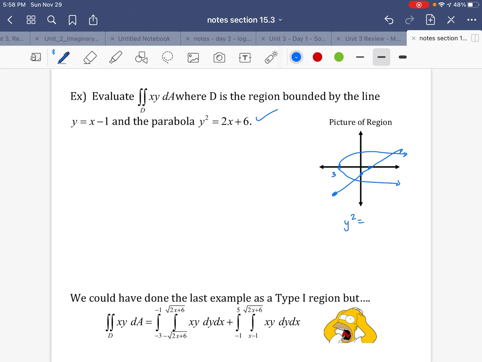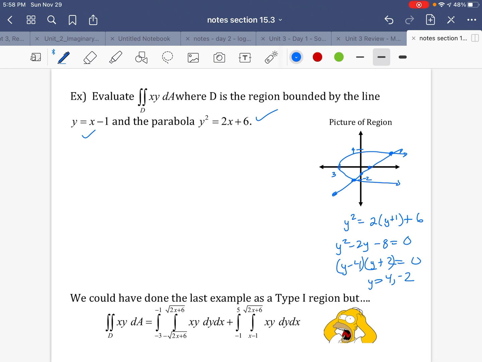I got y squared equals 2x plus 6, so I'm going to plug in my x. X in this problem is y plus 1, so I'm using substitution there. So I got y squared minus 2y minus 8 equals 0. All right, so I got y minus 4 and y plus 2. So at y equals 4 and also negative 2 is where they meet up. That means this is hitting when y is negative 2, and this is hitting when y equals 4. Okay, so that's going to be my outer side.